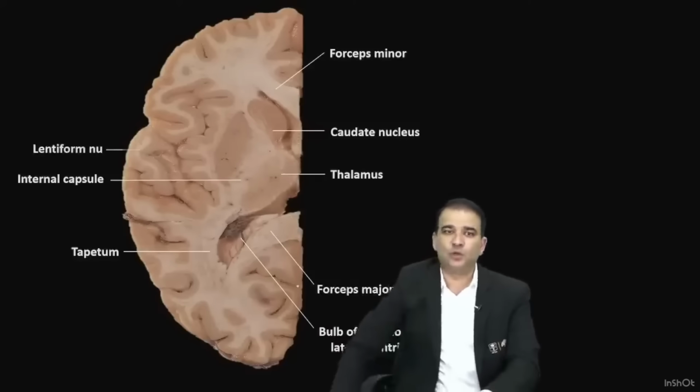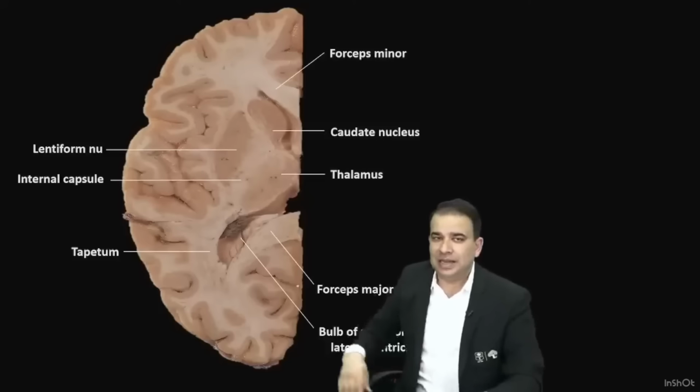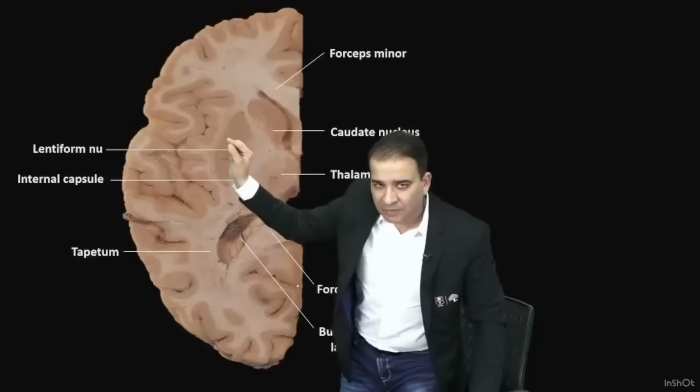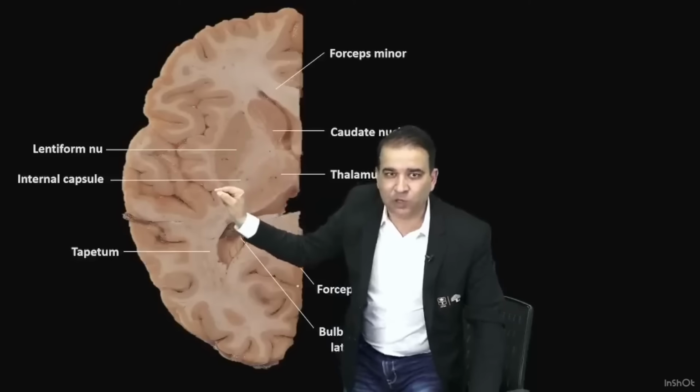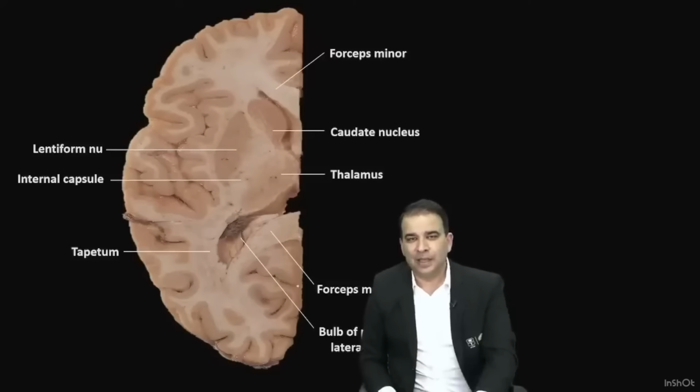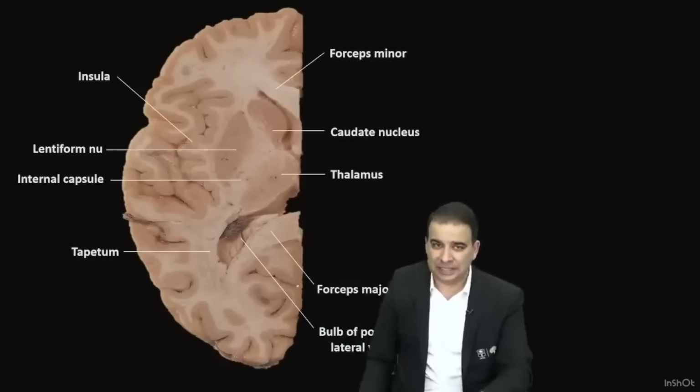lateral to internal capsule we have the lentiform nucleus. If you go a little more lateral to lentiform nucleus, you can see a very thin, very faint gray matter also there, which is called a claustrum. Radiologically, claustrum is not seen. That's a claustrum over there. And furthermore lateral, then we have this insula. Once again, that hidden gyrus over there is called the insula.